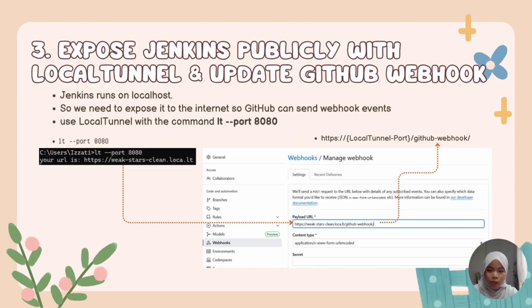Now for step 3, we want to trigger the build automatically. Since Jenkins runs locally, we will use LocalTunnel to expose it online so GitHub can send webhook events. So you need to run lt --port 8080 in your terminal and then use that generated URL as your webhook in GitHub. You need to remember that this link will always change if the tunnel closes, so it must be active in order for the webhook in GitHub to work.